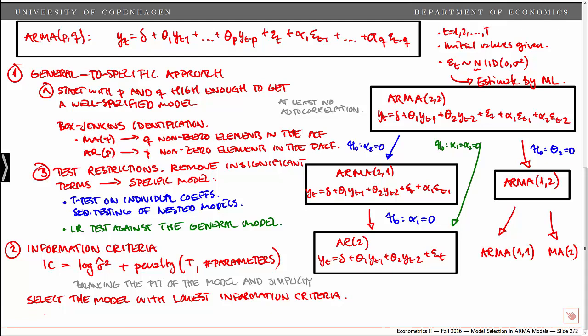Note that we can use this to select between non-nested models. For example here, we could use this to compare an ARMA 1-2 model against an AR2 model. So here we could use the information criteria for what we could not test using a general to specific approach, but in the end we could look at all the end paths, so to speak, that we get from a general to specific approach, and we could choose between them based on the information criteria.